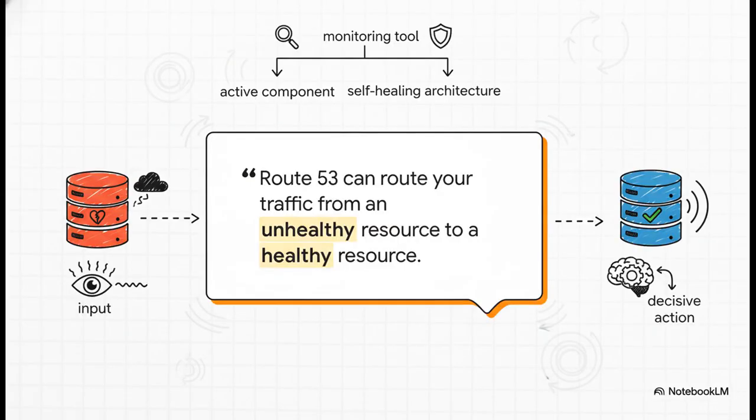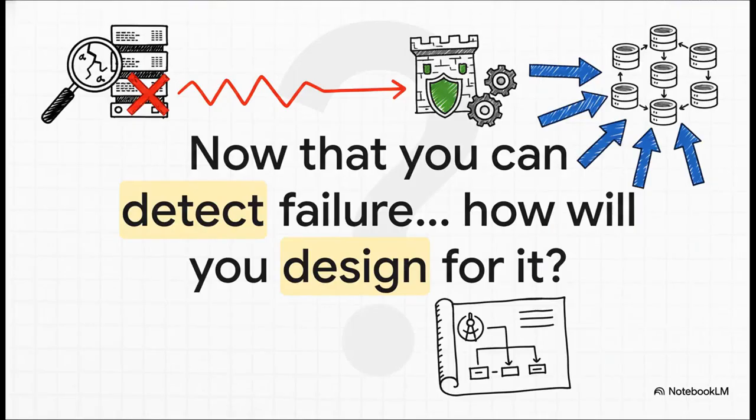So, let's just bring this all home. The main thing to take away is this. Route 53 health checks are not just a passive monitoring tool. They are the active nervous system for a self-healing architecture. They enable the decisive, automated action that is DNS failover. And that really is the core job of an architect. It's not just about knowing the tools, it's about using them to build systems that just don't die. So as you keep studying for the exam, always ask yourself this question. Now that you can reliably detect failure, how are you going to design to survive it?